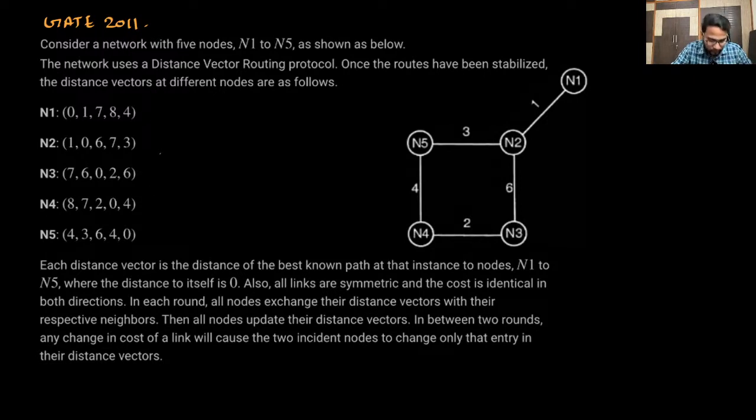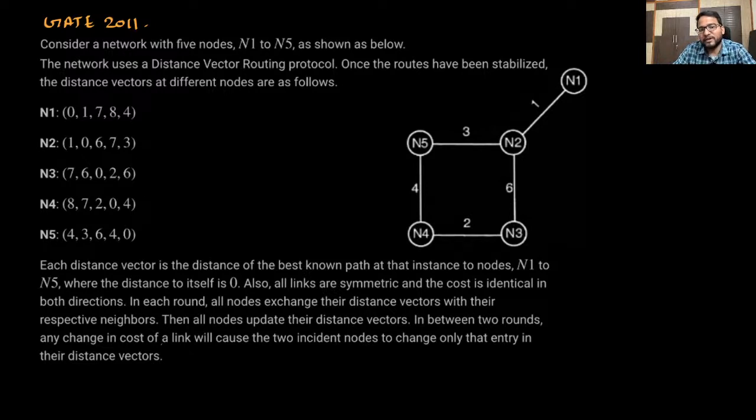So they have helped you actually. Otherwise, you would have to find the shortest distances. Each distance vector is the distance of the best known path at that instant to all the nodes, n1 to n5, where the distance to itself is 0. Also, all links are symmetric and the cost is identical in both directions. This is just general information. Now let's see the information which is important to us.